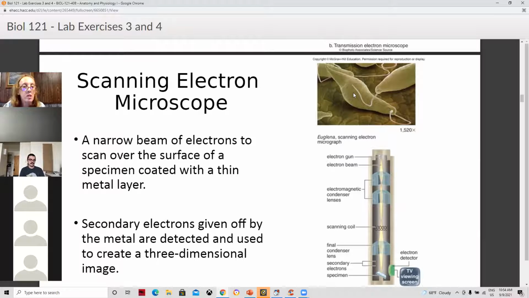So just like when we look at an object, we're seeing light refraction. When we're using an electron microscope, any electron microscope, we're looking at the refractions of electron wavelengths. Any questions about this?